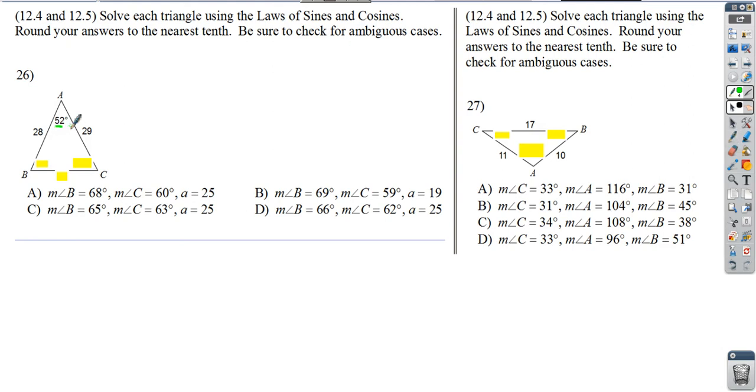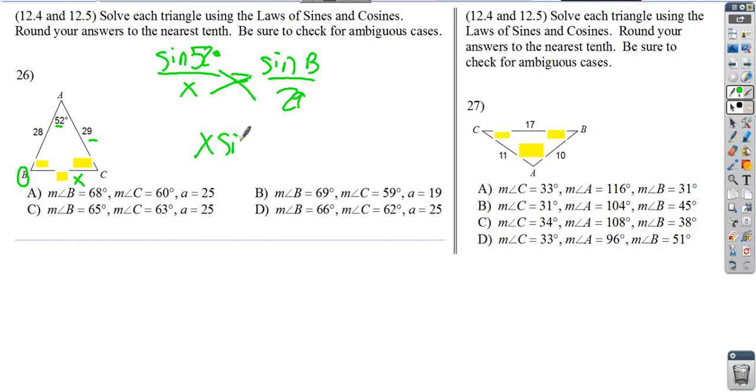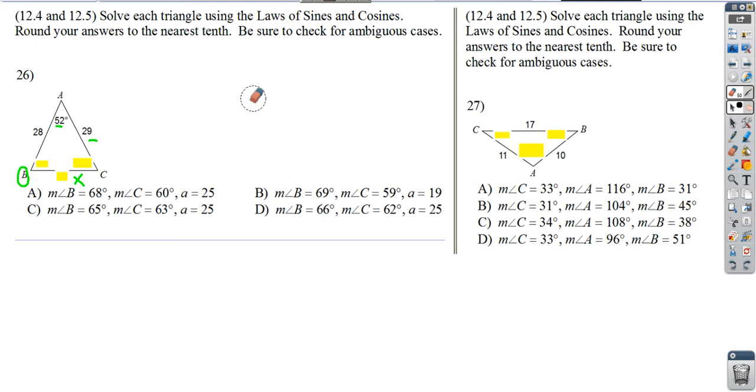So we would say the sine of 52 over its opposite side, which we don't know, we'll call that x, equals the sine of another angle. Notice there's no other angle here, so let's call it angle B: the sine of angle B over its side, which is 29. The problem is you can't use the law of sines here. If you cross multiply, you'll have x times sine B, two variables, and you can't solve it. So when you can't use the law of sines, you should use the law of cosines.